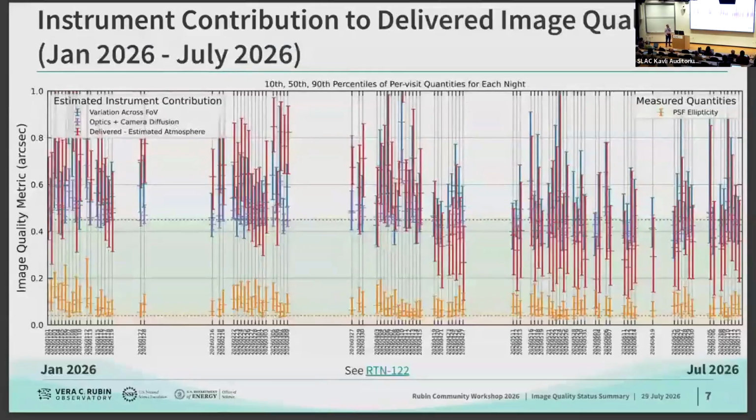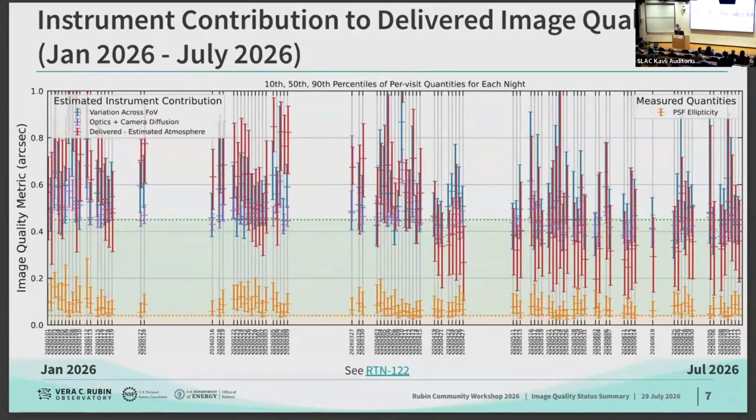Okay, so this is a summary plot that you may have seen before that shows how all these quantities evolved throughout the early operations period. So again, you can see that these different measurements in the blue, the purple, and the red, the different ways of estimating, are correlated with each other from night to night, and we see that they vary even within the night. But there are some differences that are just captured by these different approaches.